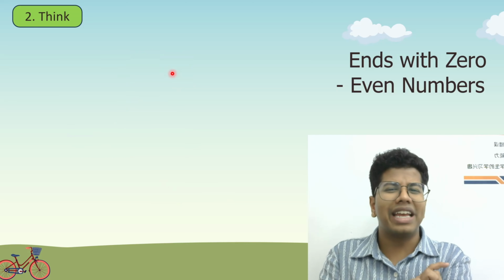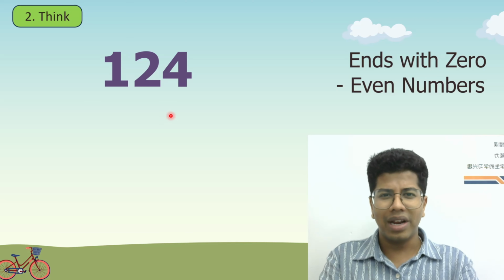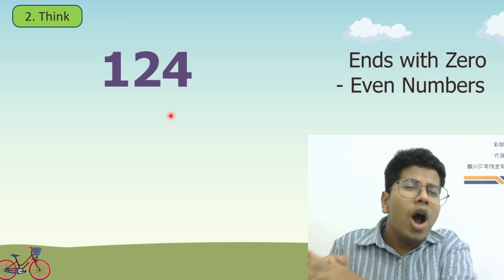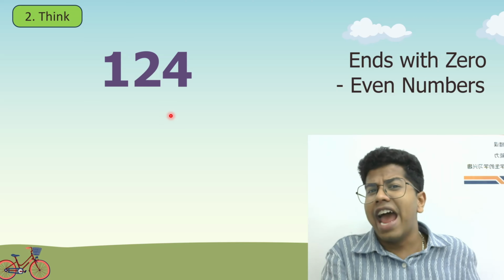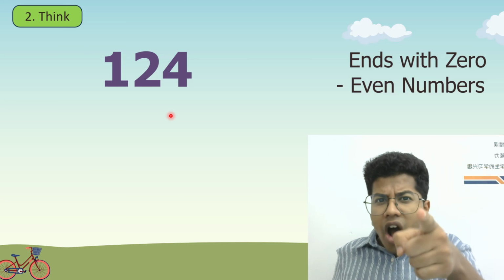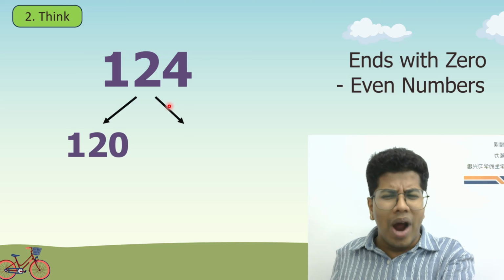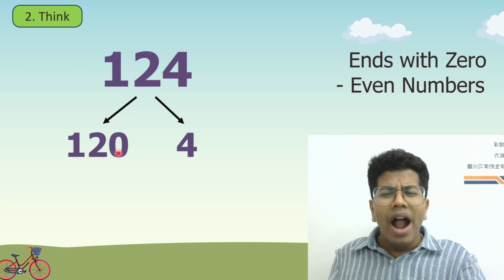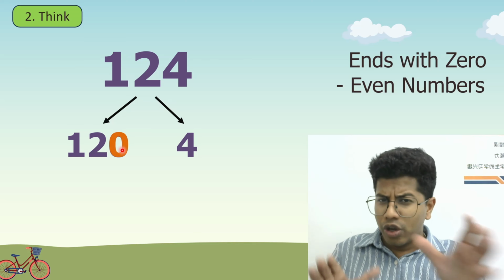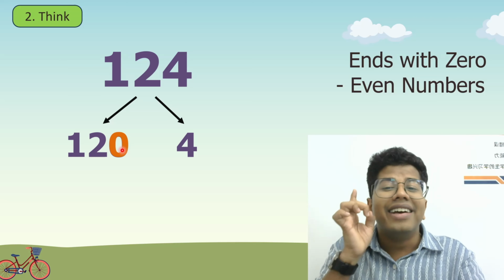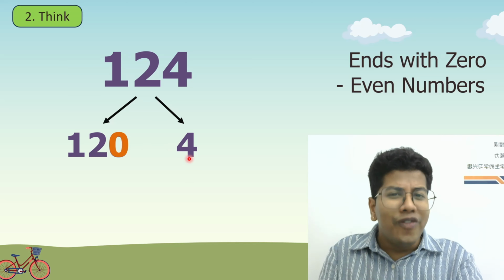So let's take a quick example. Let's say it's 124. Now this 124, how should I split it in such a way that I have 0 at the end? Very good. It's 120 and 4. So I can split it as 120 and 4. Now 120 already has a 0. So which type of number is this? Even number. How about 4?